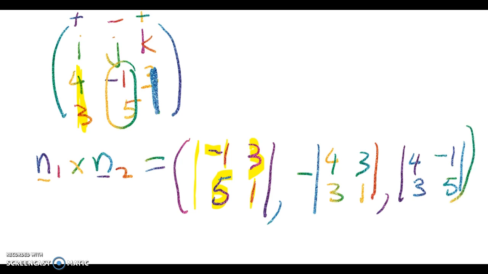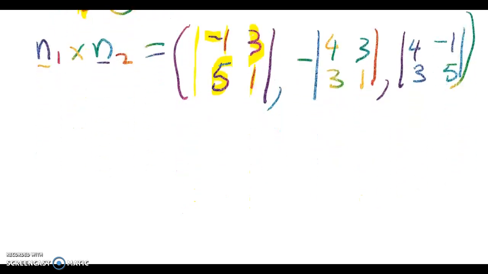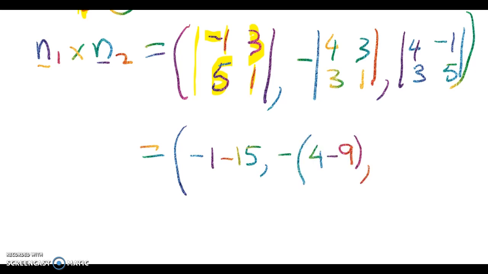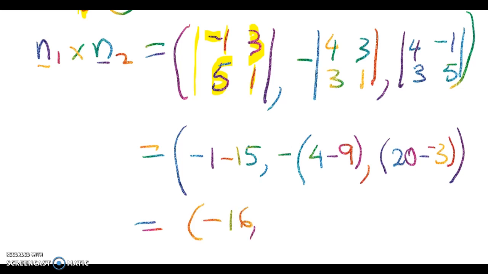Now what? Well, I just have to work those things out. So the first one is equal to -1 minus 15. The second one is the negative of 4 minus 9. And the last one is 20 minus -3. That gives me my vector -16, -5, so that's just 5, and now 23.